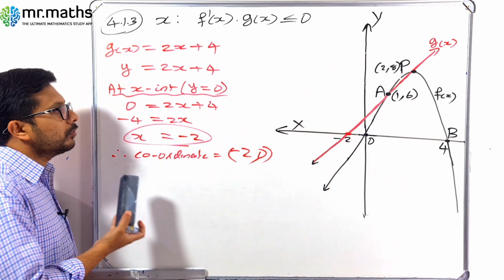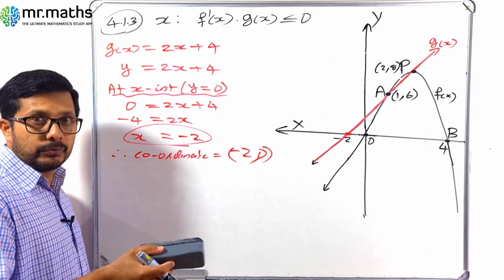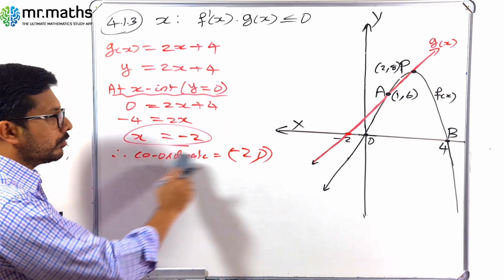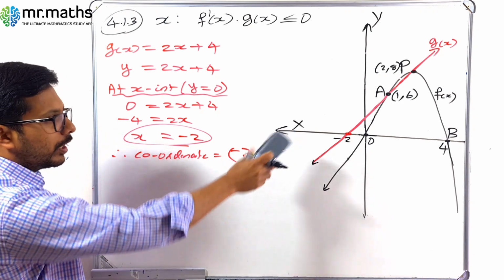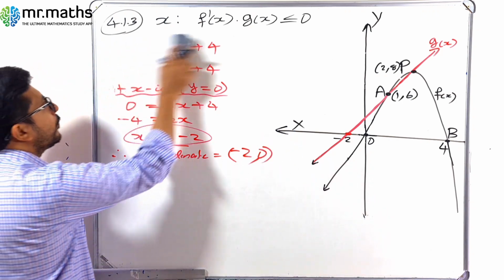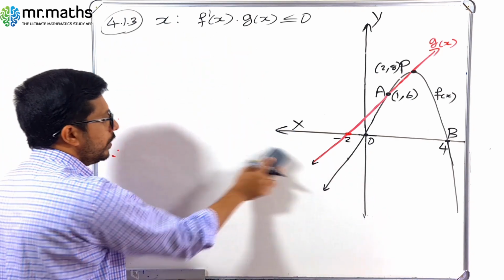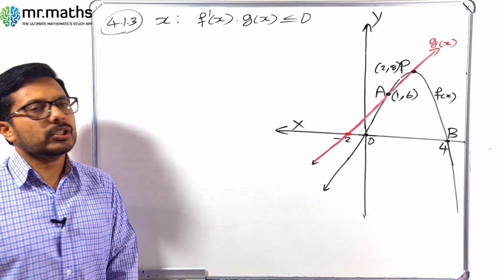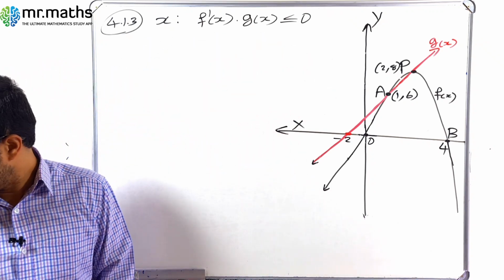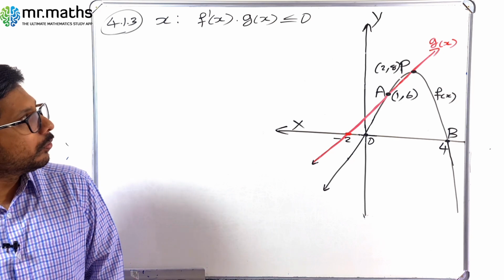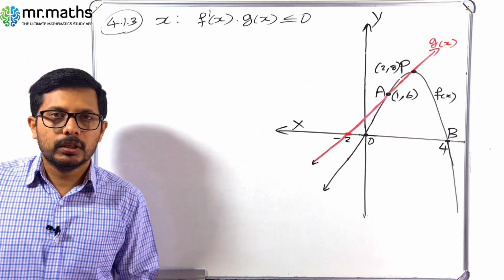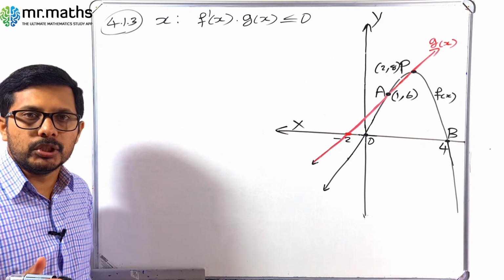So before you continue watching this question, you have to write this one. Okay. So how to find the x-intercept of that g of x. Okay. So now let me erase this one. Now look at the given question. f dash of x times g of x is less than or equal to 0. What is the meaning of less than or equal to 0? Less than or equal to 0 means negative, is it not so?